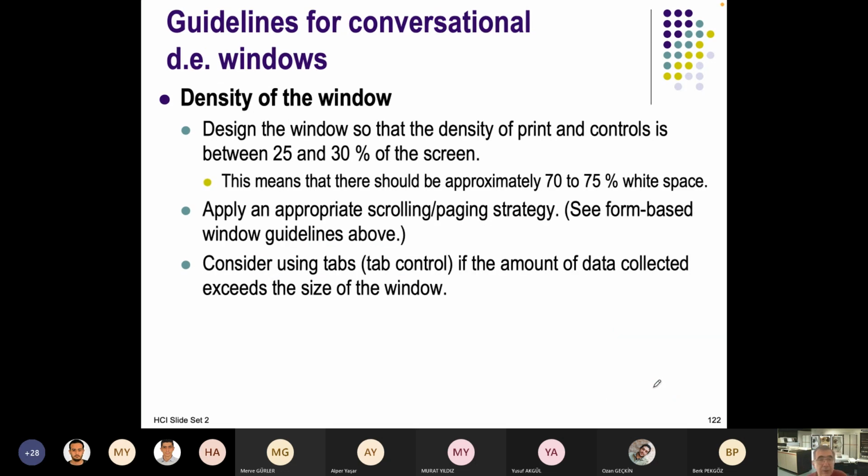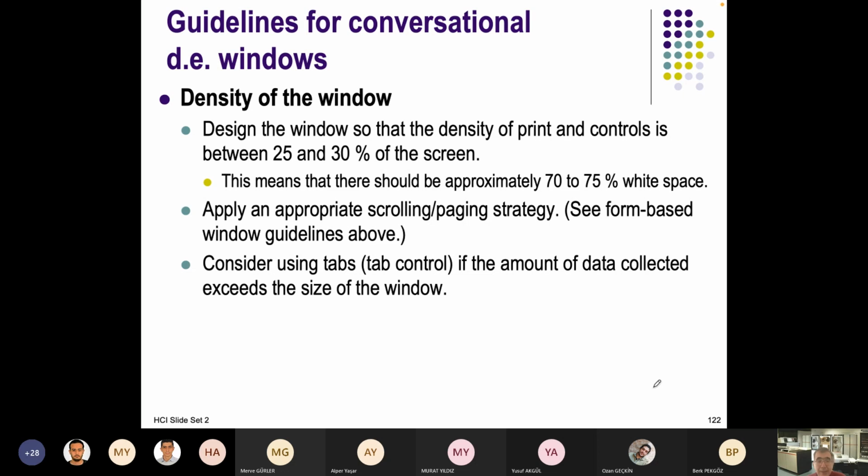For the conversational windows, make density about 20 to 30%. That means 75% white space should be available, like Google design. Apply an appropriate next strategy. So scrolling or paging must be understood well.